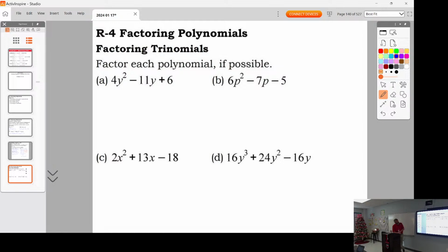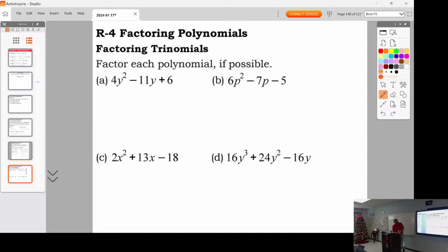What is my leading coefficient? That's 4y squared is the leading term. What's the leading coefficient? Y squared is a variable. What's the leading coefficient? 4. Coefficient's the number in front of an expression? Okay. Too many words. All right.